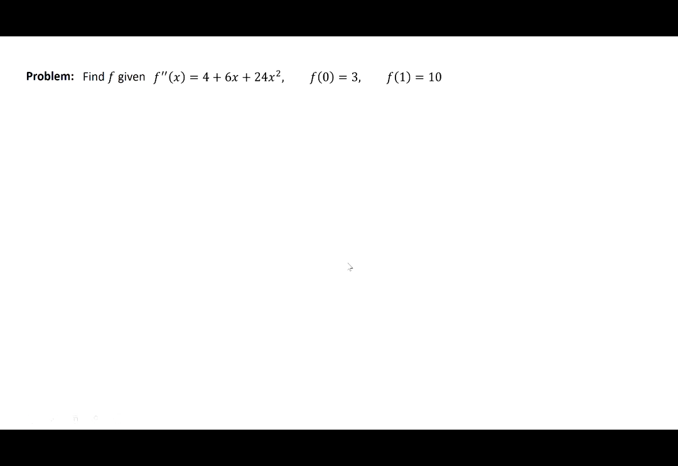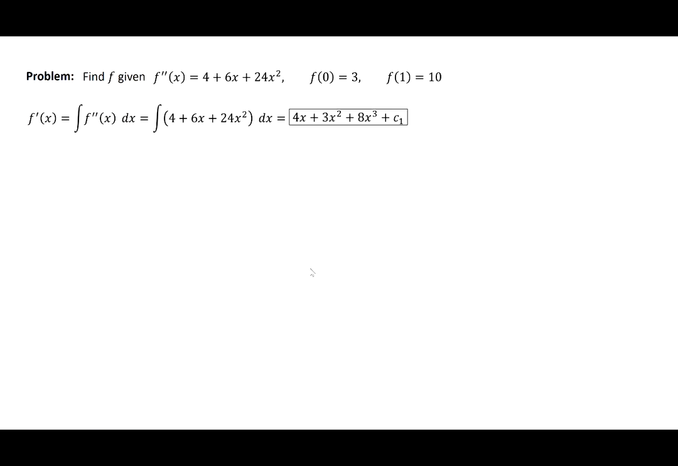Another problem just like that. In this case, we are given f of 0 and f of 1. Whoa, Nelly. I like these. F of 0 and f of 1. So as before, let's find f prime of x first by integrating f double prime of x.